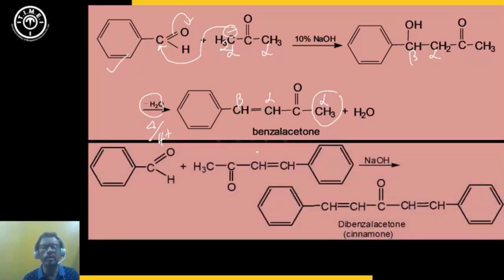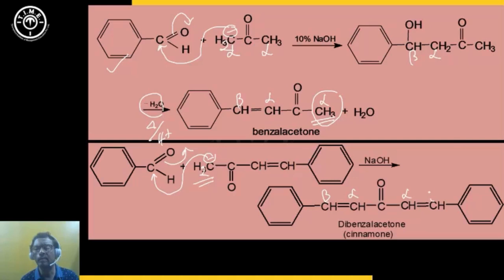So there is one more benzaldehyde. Again, make this CH3 into CH2 with a minus. That is going to hit this, and you get again the beta hydroxy compound from the second molecule. And then upon loss of H2O, we get an alpha beta unsaturation here.